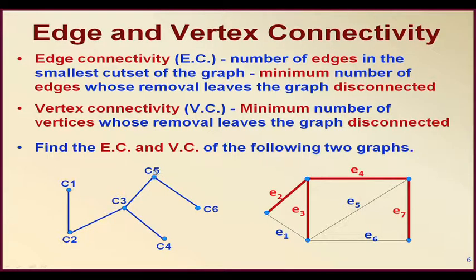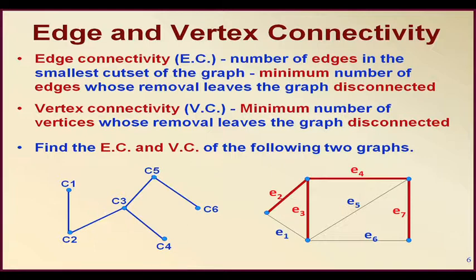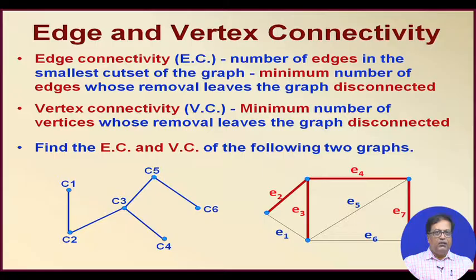That is, if I have to find, now look at this tree. Now tell me, what is the EC and VC of this tree? How many edges do I have to remove, minimum number, to make the graph disconnected? Is it 1 only? Because it is a tree, it is a minimally connected graph. There are no circuits. So, removal of any edge will leave the remaining graph disconnected.